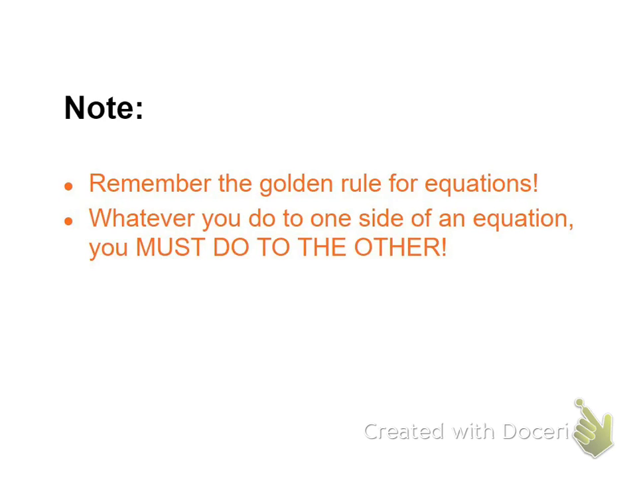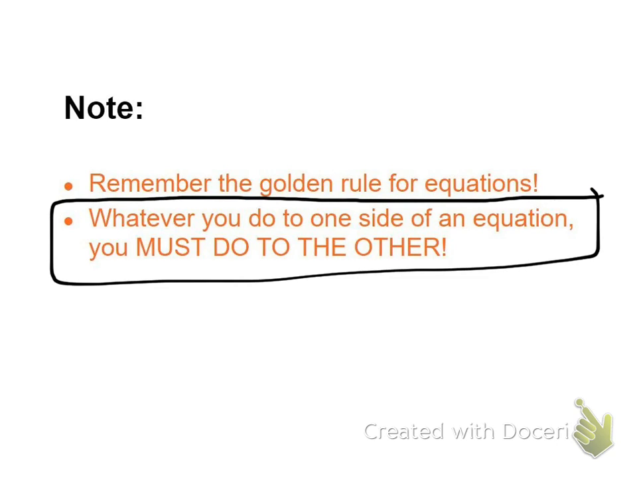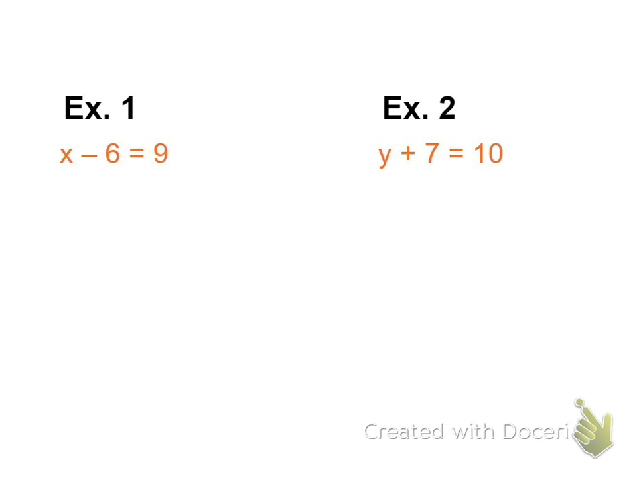All right, what I want you to write down from this slide is the second bullet point. Whatever you do to one side of the equation, you must do to the other. Whatever you do to one side of an equation, you must do that exact same thing to the other side of the equal sign. So let's start working on some examples.